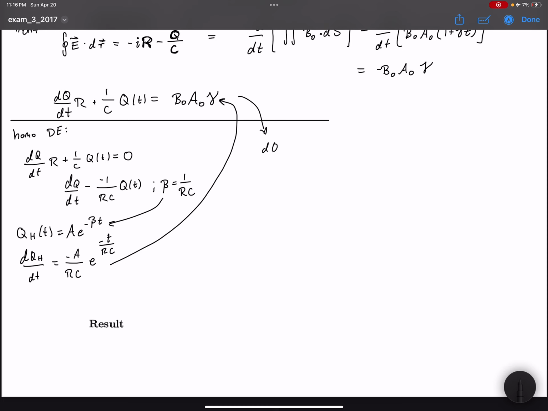So we get dq/dt, we get R times negative A over RC, e to the negative t over RC, plus 1 over C Q of t equal to B naught A naught gamma. Now we're solving for A. We set all the t's in this function equal to 0 so we can solve for A using the initial conditions. So this will go to 1, and this will be 0 because Q of 0 is 0.